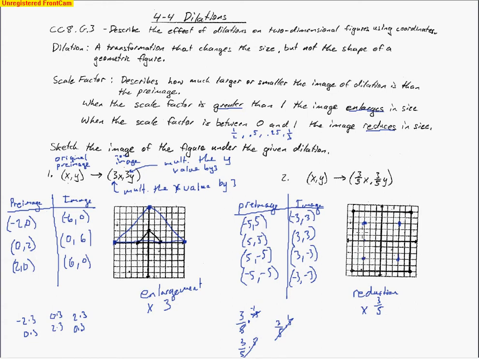And notice how it is a reduction in size. It got smaller because we're multiplying by a number that is between 0 and 1. It's a fraction of a number, which makes smaller values when you multiply.